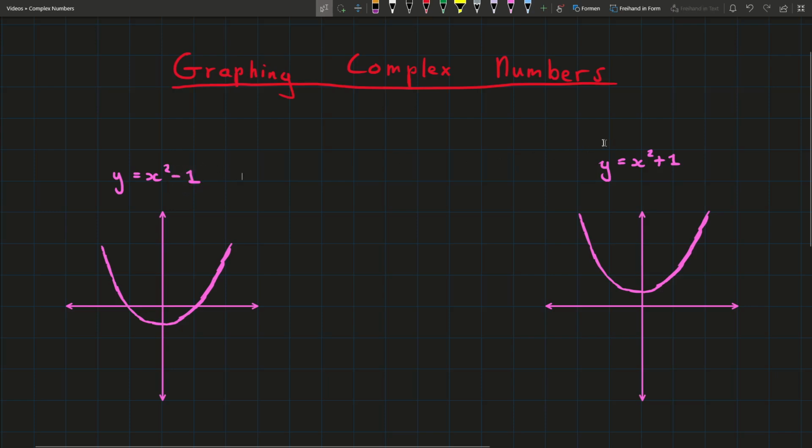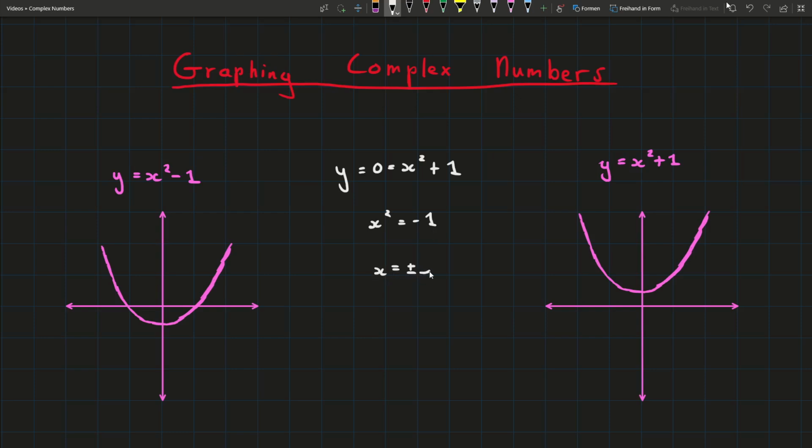It's all good. Then a problem arises when you have the function y equals x squared plus 1. You can see on the graph it crosses nowhere when y is equal to 0. And the reason for that is because if you set y equal to 0, you get 0 equals x squared plus 1, or in other words, x squared is equal to minus 1, which means that x is equal to plus or minus the square root of minus 1. And then people are like, what is the square root of minus 1? Well, we're going to call that i, and that's what the square root of minus 1 is.